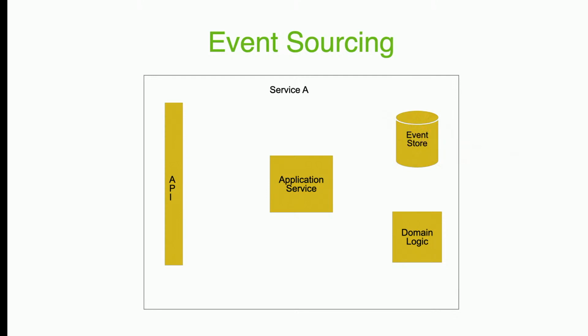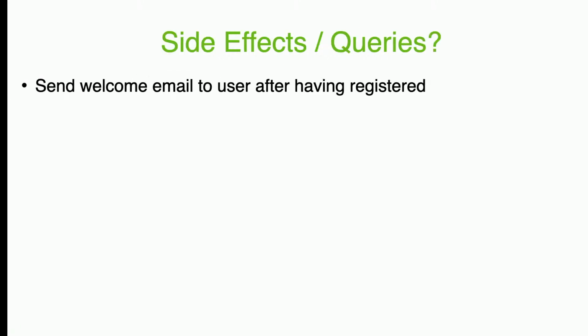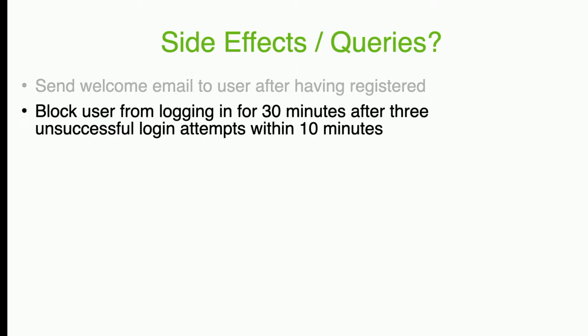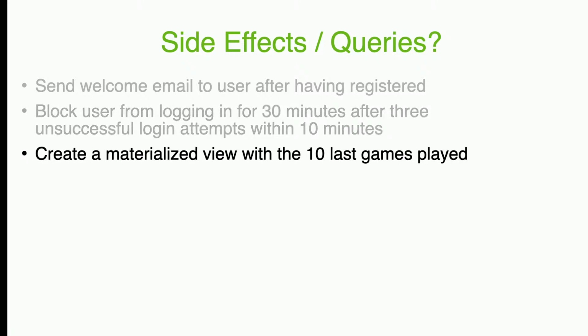Okay, but you probably want to do more things, right? And not just save this list of events. So then we come to the other side, like side effects and queries, etc. Maybe you want to send an email to some user that has just registered, or block a user from logging in for a period of time if he or she has misbehaved, or create some materialized view with maybe the 10 latest parkings or 10 latest games played or something.